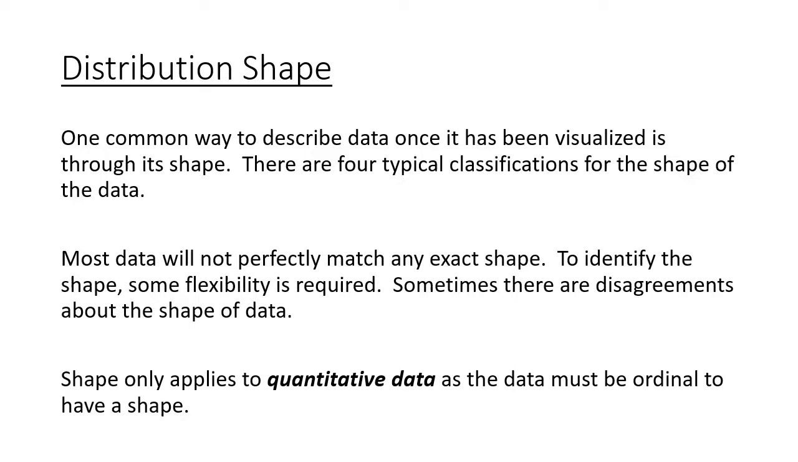I do also want to point out that the shapes really only apply to our quantitative data, numerical data, as the data has to be ordinal, or there has to be an order to it so that we can have a shape. Again, with the example of the cars, the shape wouldn't make sense because, what order does it go in? What comes first? Does red come first, or does silver come first? That doesn't really make a ton of sense when you're talking about colors. So when we talk about shapes, it's always going to be that quantitative data. It's always going to be data that involves numbers.